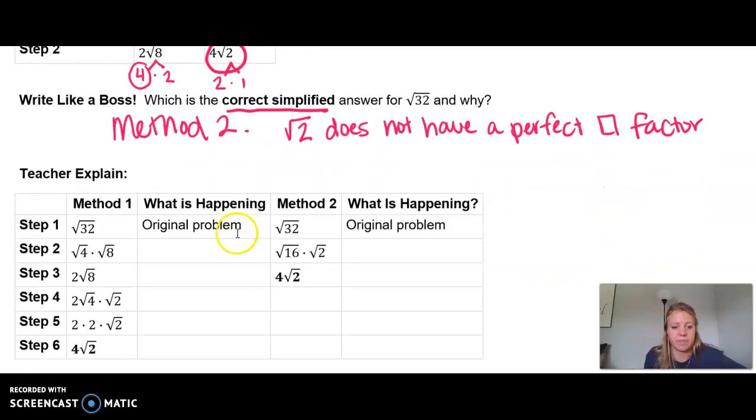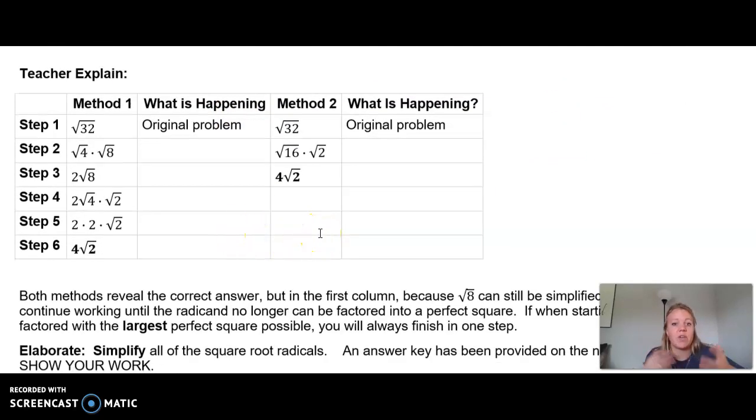So let's look down here. Let's see kind of what they were doing in each method, okay? So method 1, they had the square root of 32, and they broke it up into 4 times 8. So we're thinking 4 times 8 equals 32.